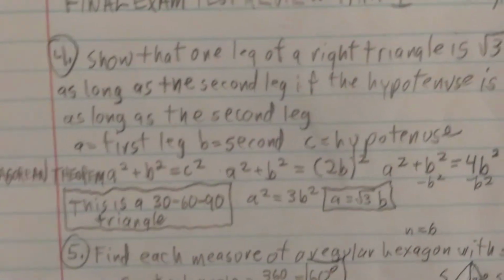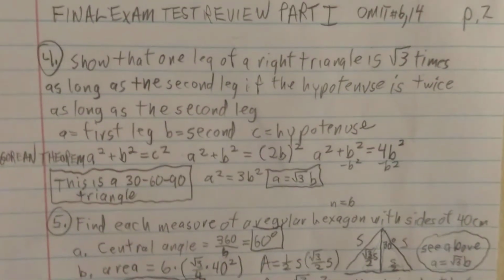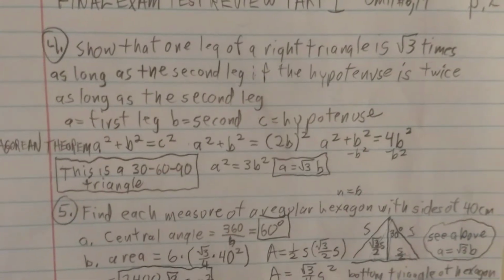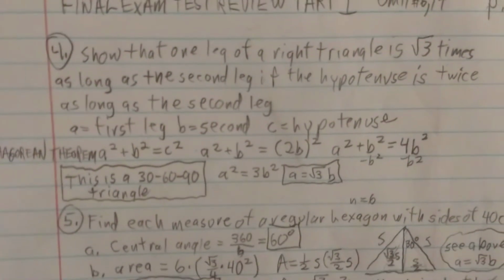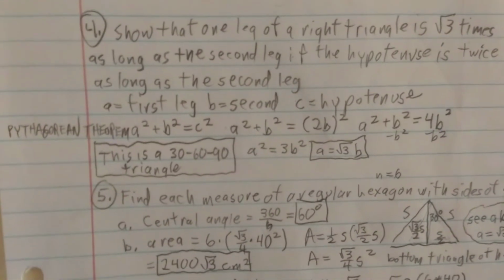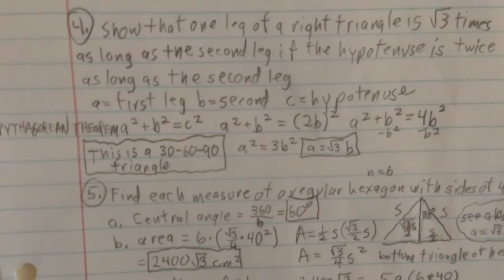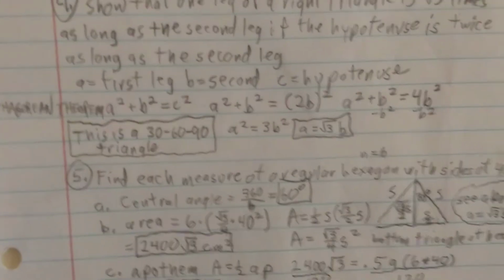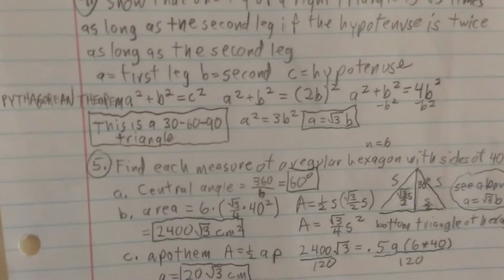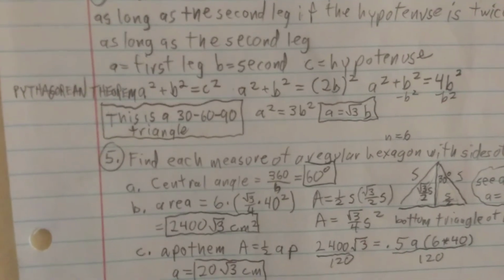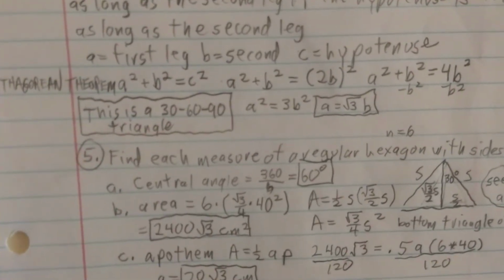Now for problem 4, show that one leg of a right triangle is square root of 3 times as long as the second leg if the hypotenuse is twice as long as the second leg. Now we did a lot on this, so hopefully you remember. So if we call A the first leg and B the second leg and C the hypotenuse like we normally do, then using the Pythagorean theorem, A squared plus B squared equals C squared.